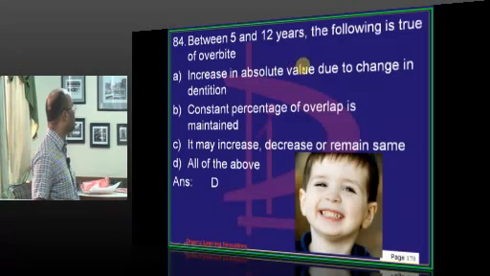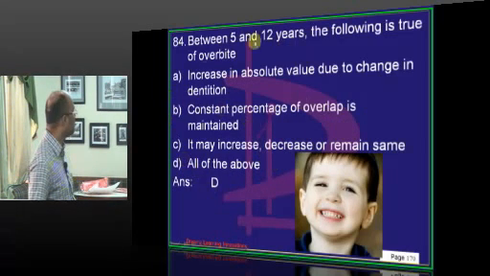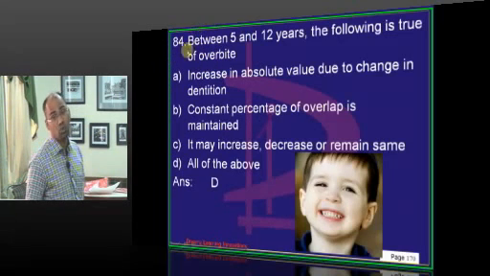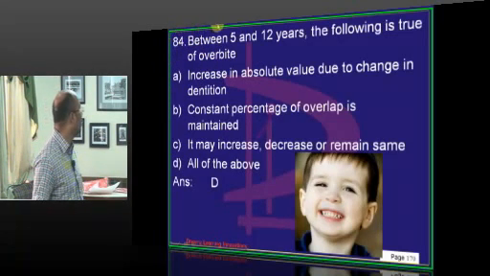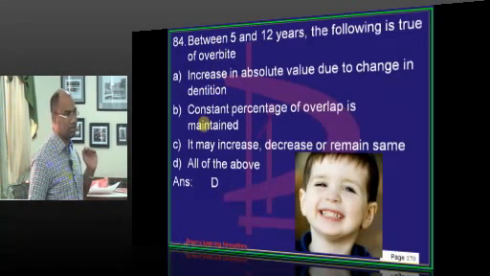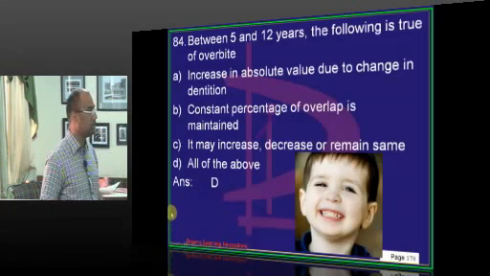So, increase in the absolute value due to the change in the dentition, constant percentage of overlap, increase, decrease or remain same, or all of them. So, all of the things can be true with regards to overbite. Now, as I said, overbite will decrease with the eruption of permanent molars.